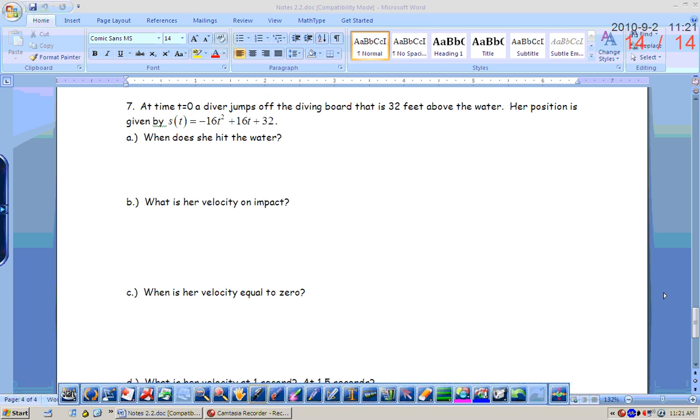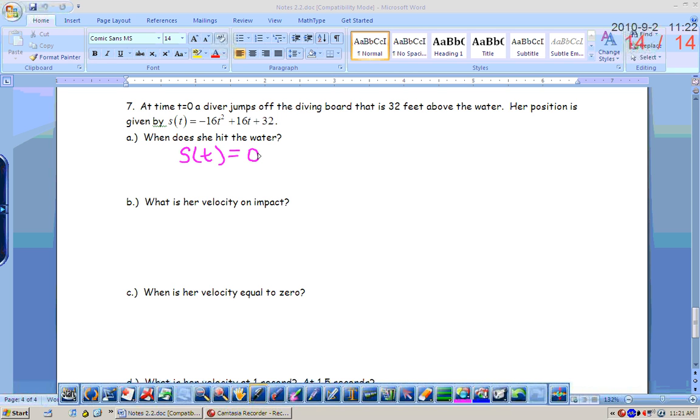All right, so at time t equals 0, a diver jumps off the diving board that's 32 feet above the water. Her position is given by that. So instead of telling you what the initial velocity is and using the initial height of 32, I just went ahead and gave you the position function. When does she hit the water? How do I want to find this? Right, S of t equals 0.